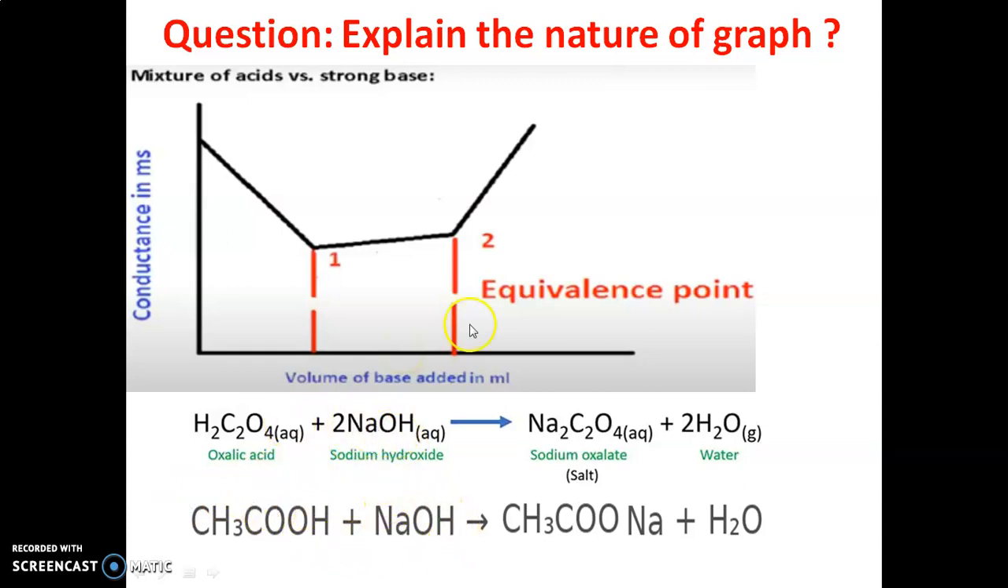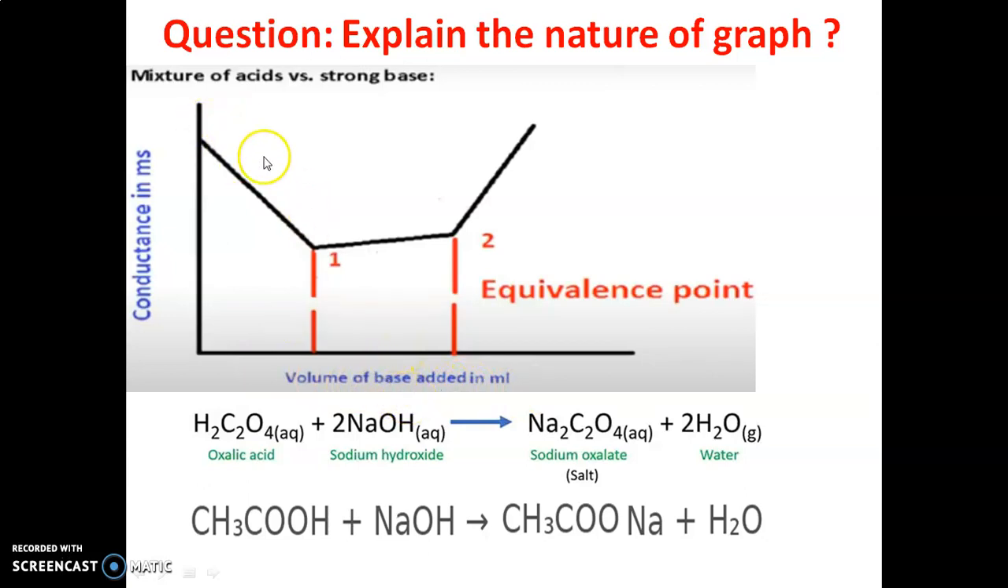In the first equivalence point what will we get? Sodium oxalate, that is Na2C2O4. In the second equivalence point what will we get? Sodium acetate. Now when asked to explain the nature of the graph, initially see, this is the y axis, we are taking conductance in Siemens or millisiemens. In the x axis we are taking volume of base added in ml. Base means here we are taking sodium hydroxide.